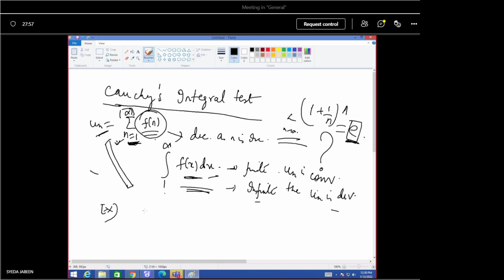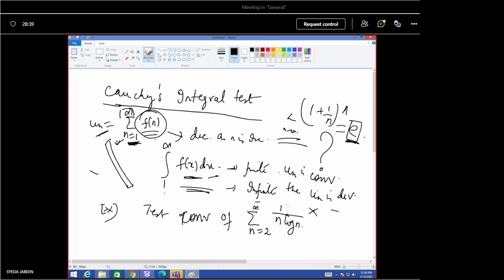Now let us take an example. Test the convergence of this series. You start from the first concept, the comparison test, whenever you get a series. The comparison test you cannot apply, because the series is in some form that is difficult. Then you go to the root test. You cannot apply it because this is a log term. If you apply it, then you have to break the expansion of the logarithmic term.